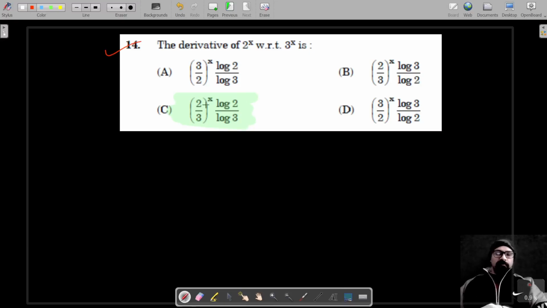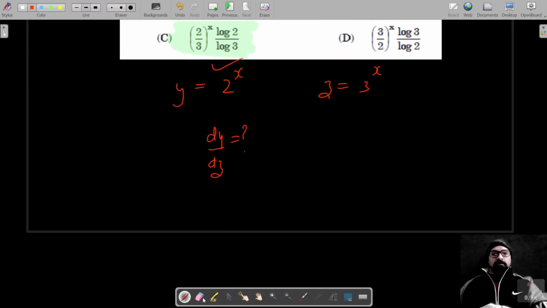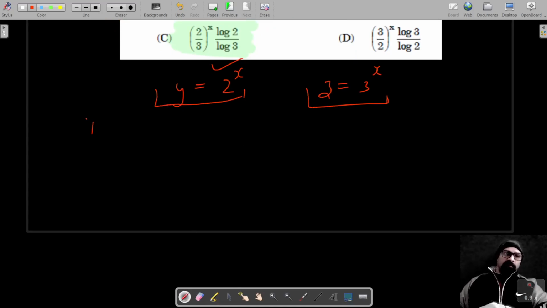Okay, for question number 14, we have to find the derivative of 2 raised to the power x with respect to 3 raised to the power x. So let's consider this as y and this as z. Their differentiation means that we have to find dy by dz. So we are going to differentiate both of these with respect to x. Differentiating this with respect to x, this is dy by dx.